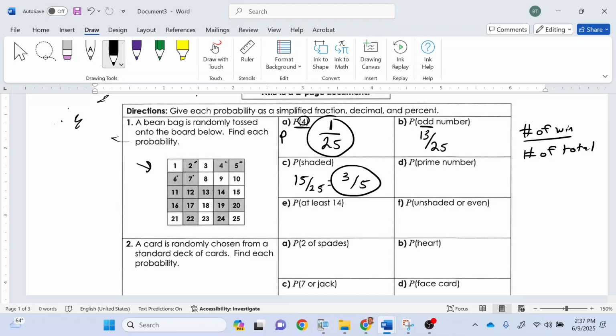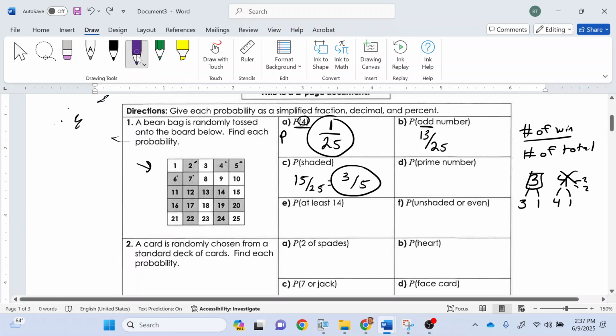Prime numbers. A reminder, a prime number is a number that can only be multiplied by itself and 1. So 3 is a prime number, but 4 can be 4 and 1 or 2 and 2, so that is not a prime number. So counting prime numbers, keep in mind, 1 is not a prime number. I just want you to note that. 1 is not a prime number.